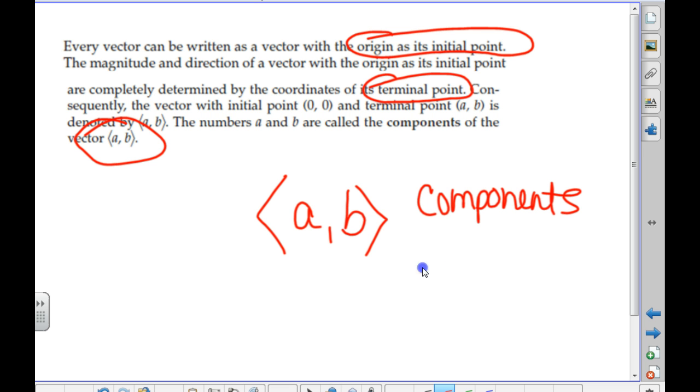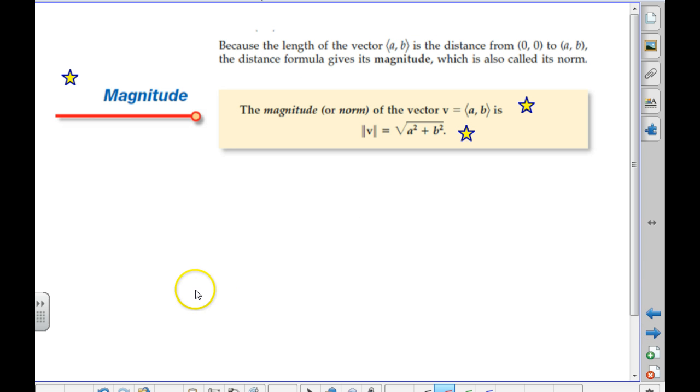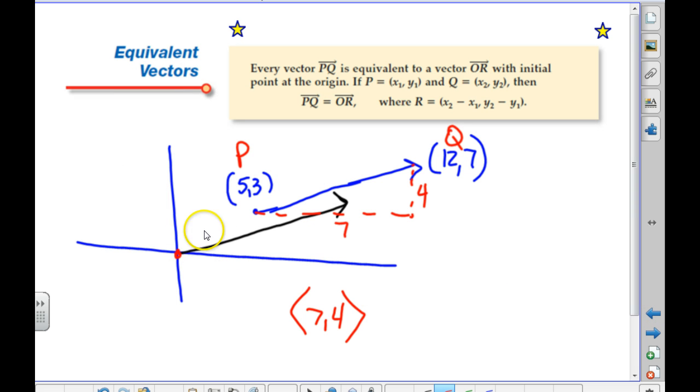On your worksheet, I made every effort to use the math equation editor, so they look like they're supposed to. On the homework check, I just used less than, so they look a bit different here, but they're called components. It just means, like I showed you, how I slid it back and it was going over 7 and up 4. These are the components of vector PQ. Even though it originally was going from a point 5,3 to 12,7, its x coordinate across was positive 7 and its y coordinate up and down was positive 4.